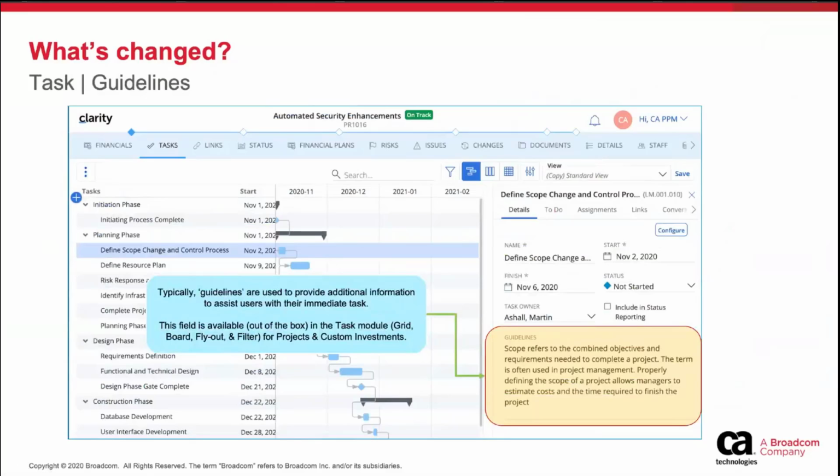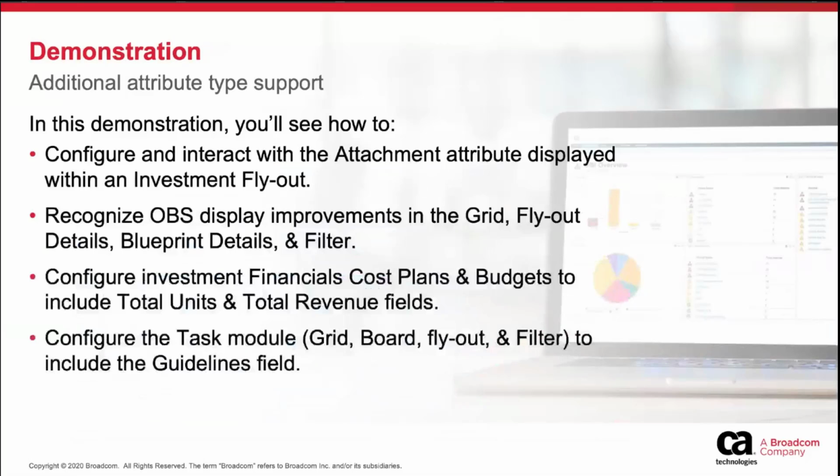Task guidelines. This one's fairly straightforward. Guidelines are typically used to provide users with additional information to help them improve their tasks. So customers have become familiar with that utility in Classic, and so now it's available out of the box in the task module and can be displayed in the grid, the board, the flat, and or as a filter across projects and custom investments. Again, ideas don't have tasks. So that's a nice inclusion there.